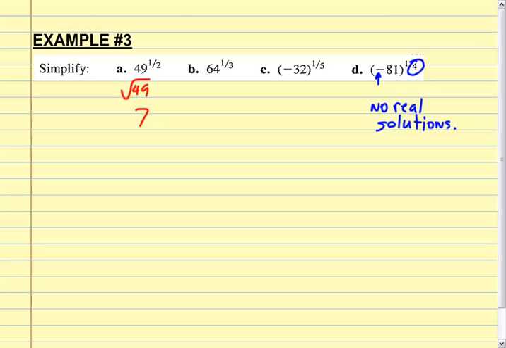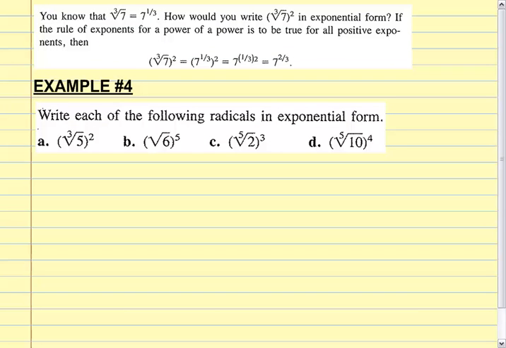All right, let's look at the next one. Good job. You've worked with your first fractional exponents. You know what they mean. It says you know that the cube root of 7 is equal to 7 to the 1/3. How would you write the cube root of 7 squared in exponential form? Well, if the rule of exponents for a power of a power is to be true for all positive exponents, then the cube root of 7 squared is equal to 7 to the 1/3 squared, which is equal to 7 to the 1/3 times 2, which is equal to 7 to the 2/3.